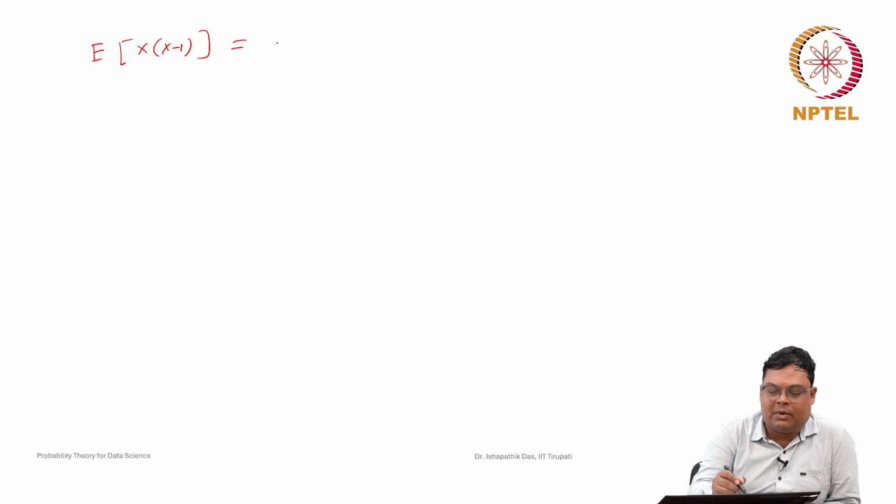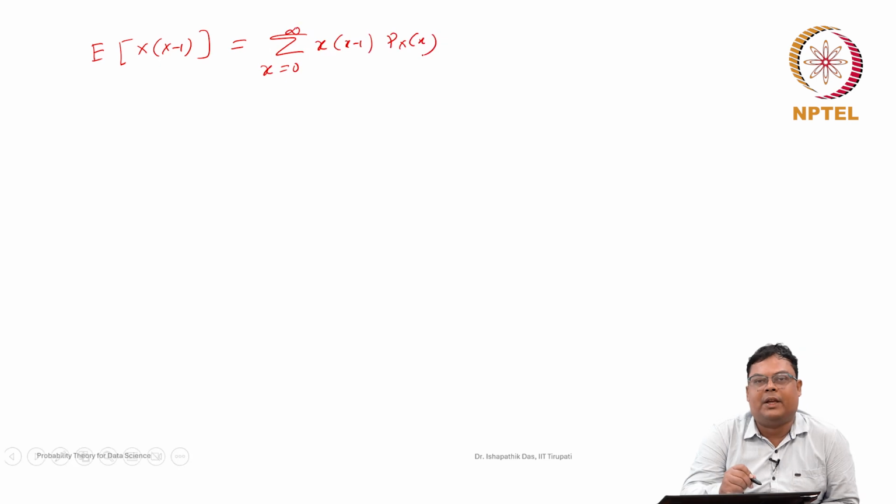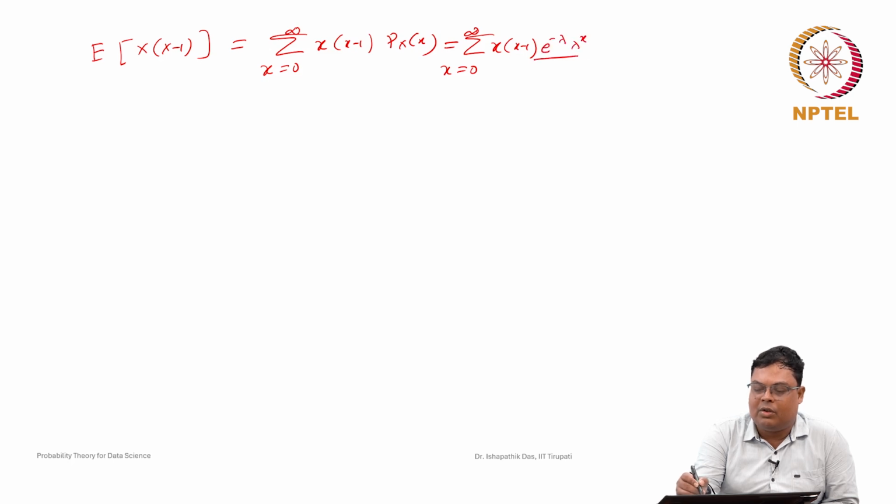By definition, this is the summation from x equal to 0 to infinity of x into x minus 1 times p of x. This is the summation from x equal to 0 to infinity of x into x minus 1 e to the power of minus lambda, lambda to the power x by x factorial. Now at x equal to 0 this term is 0, and even at x equal to 1 also this is 0.